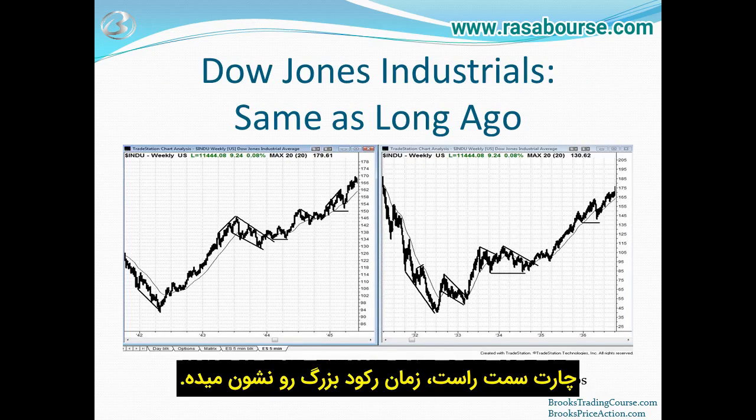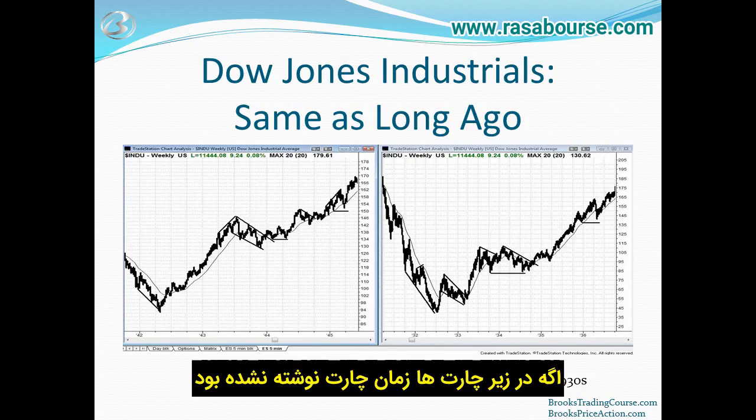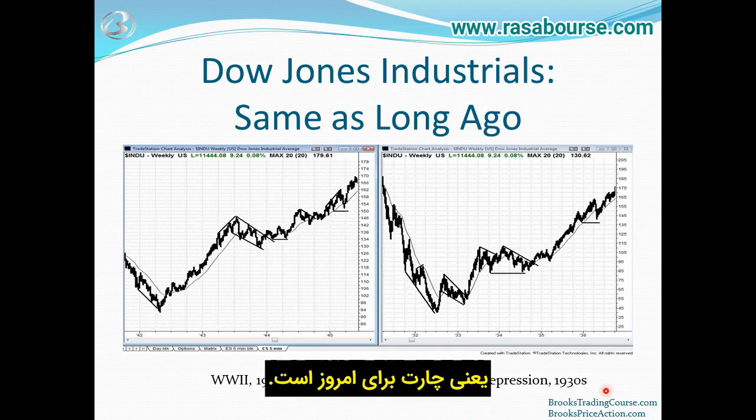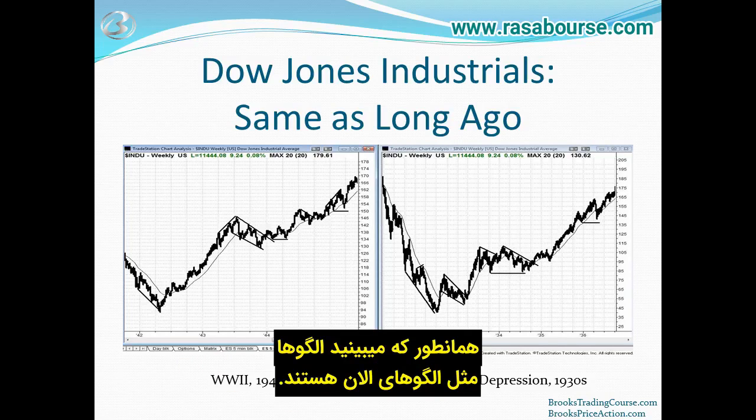On the right, here's a chart from the Great Depression, and if I didn't have the time on the bottom, you would assume it's a chart from today. On the left, there's a chart of World War II. Again, the patterns look the same as they do today.